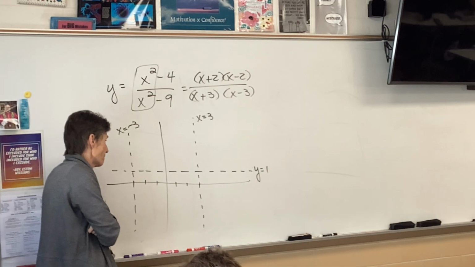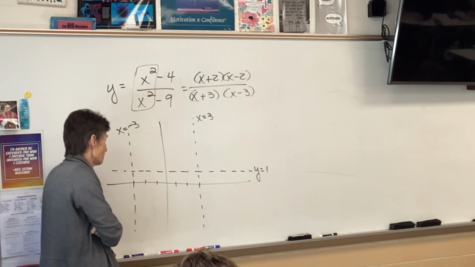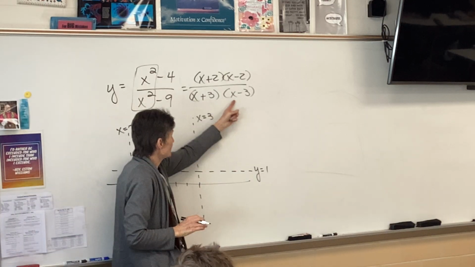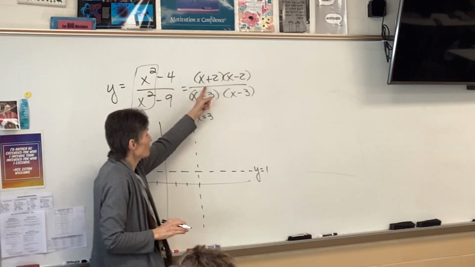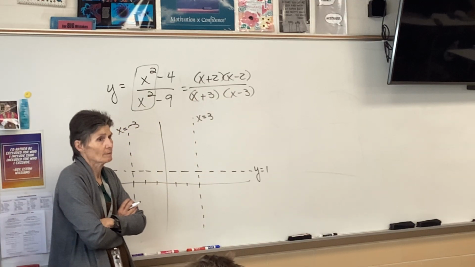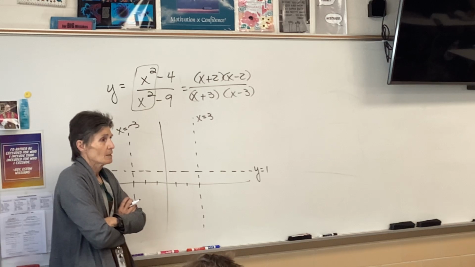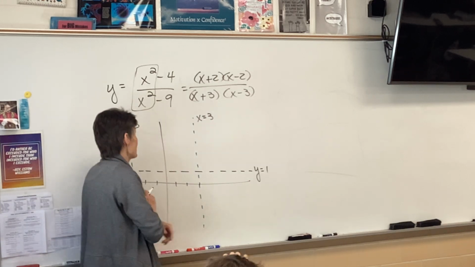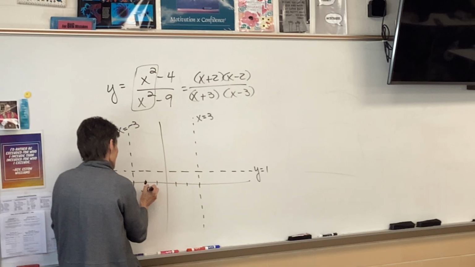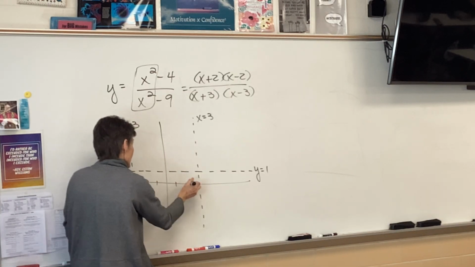What's the bottom one again? The denominator gives me my vertical asymptotes. Anybody remember what the numerator gives me? 2 and negative 2 are special. Y-intercept? X-intercepts. Yep, they are X values, Harper. So they're gonna give me negative 2 and 2.